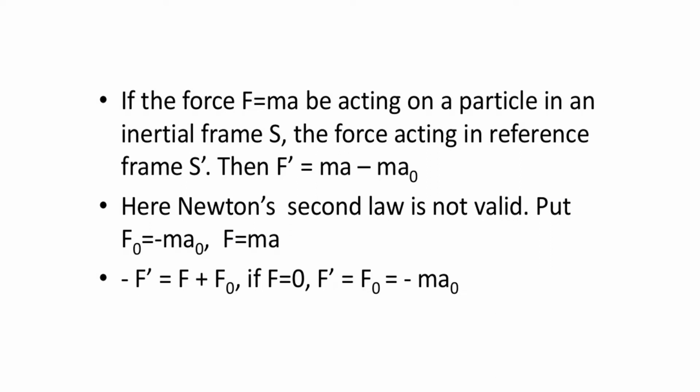Now if the force F is equal to ma acting on a particle in an inertial frame S, then the force in reference frame S prime will be F prime is equal to ma minus ma naught. Here Newton's second law is not valid. Put F naught is equal to minus ma naught and F is equal to ma. Then F prime is equal to F plus F naught. If F is equal to 0, then F prime will be equal to F naught and that will be equal to minus ma naught. That is the example to state that when the frame is non-inertial, the acceleration is not 0.